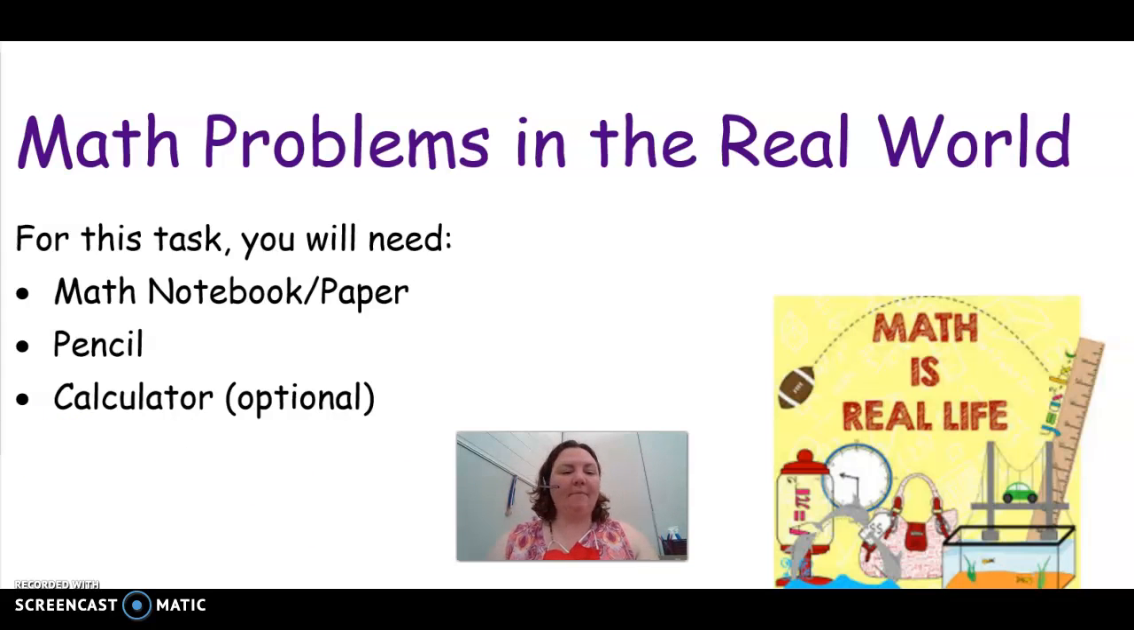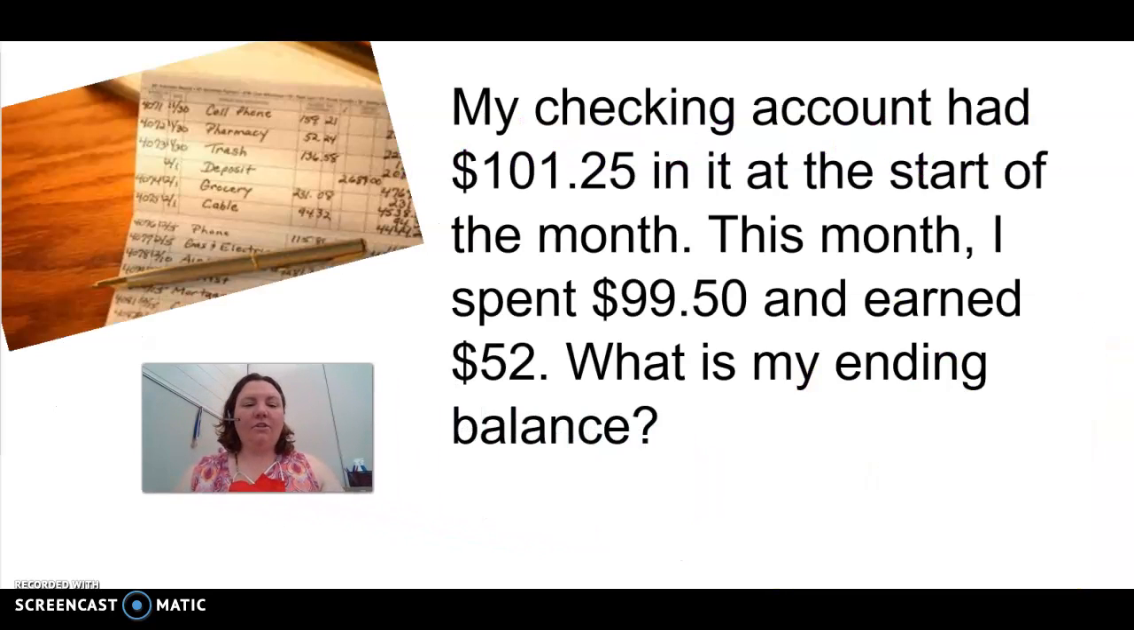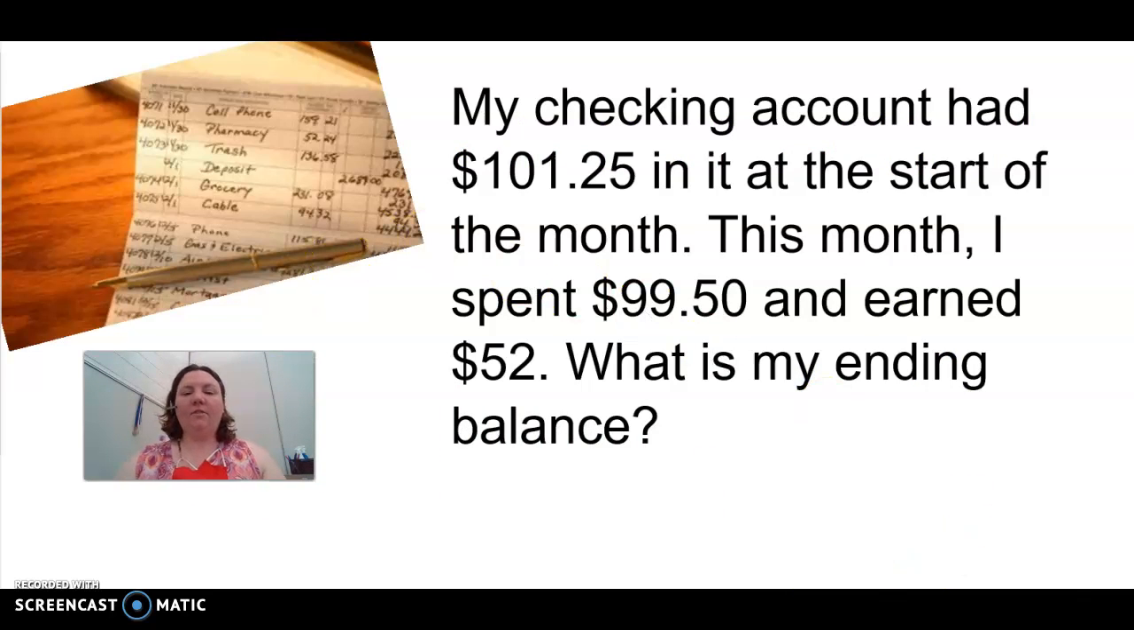All right, let's look at an application problem. My checking account had $101.25 in it at the start of the month. This month I spent $99.50 and I earned $52. What was my ending balance? So the first thing we need to recognize is that when I spend money, that's like subtracting money. Okay? So I'm going to subtract $99.50 from my original starting value.